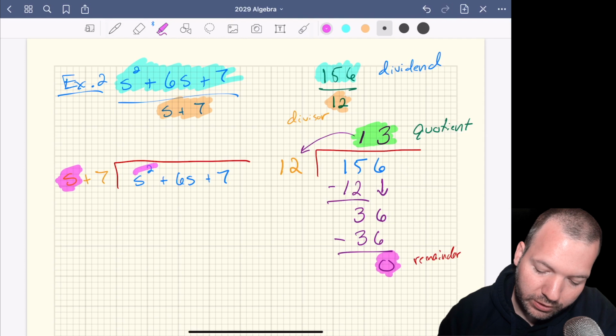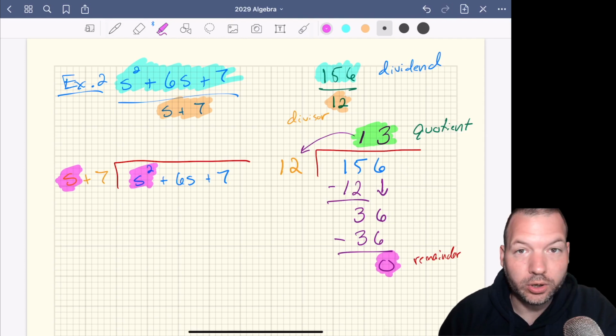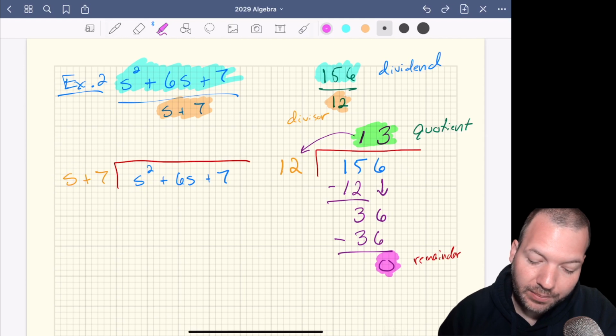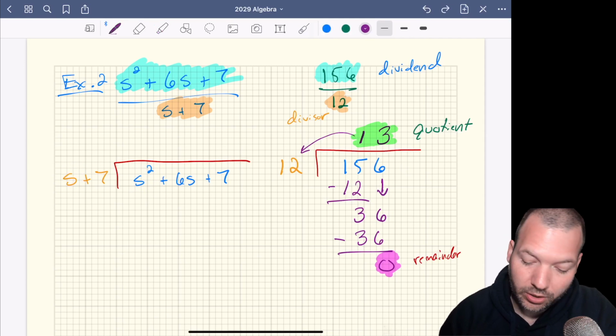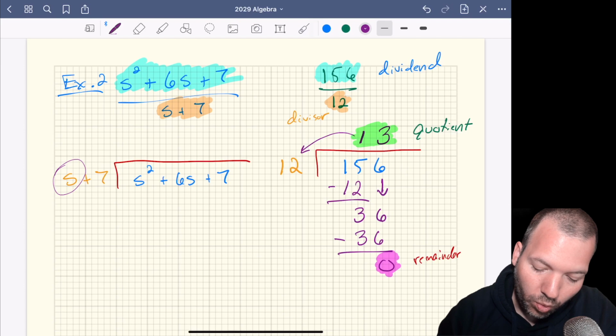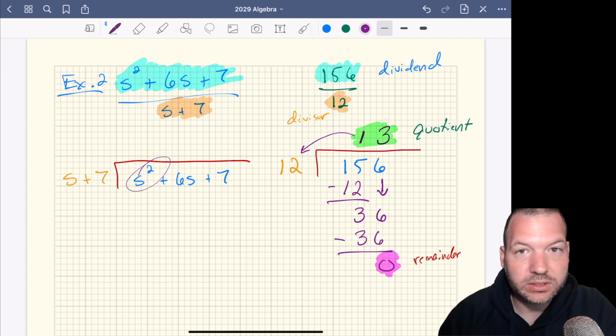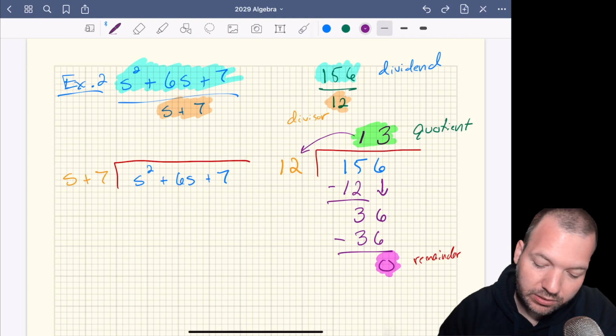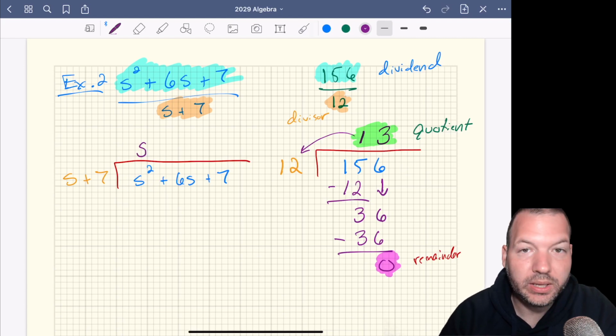I want you to focus on what we call the leading terms, which are just the first terms in each polynomial. And I'm not going to ask how many times does it go in. I'm going to say to myself, what times this s would make an s squared? And the answer to that is what I write up at the top, s, right? S times s is s squared.